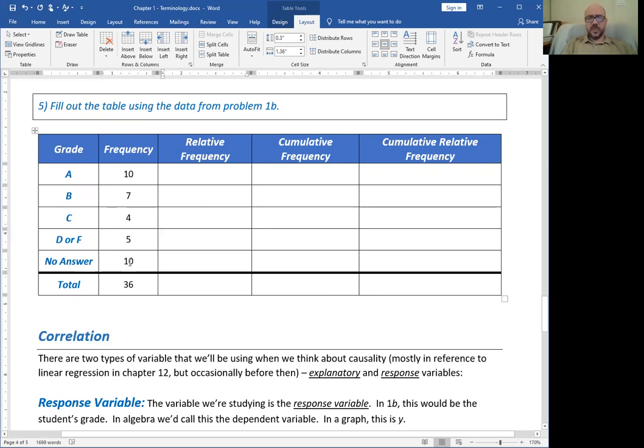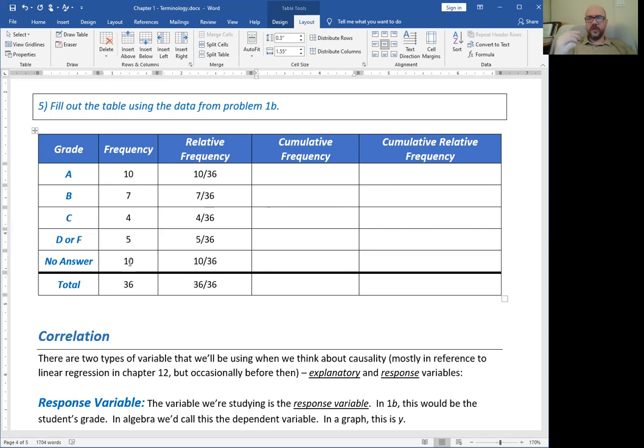Relative frequency just means what percentage or fraction of the answers fall into this category. So the easiest way to do this is just this. 10 out of 36 of the responses fell into the category of A, right? And then same for the other ones. 7 out of 36. So you could put these into percentages if you wanted to. That's probably the way they're most commonly put in, but fractions are fine too. So total, of course, 36 out of 36, which is 1.